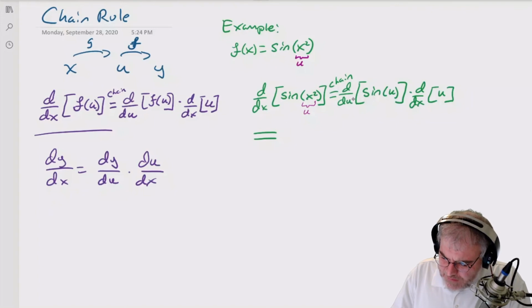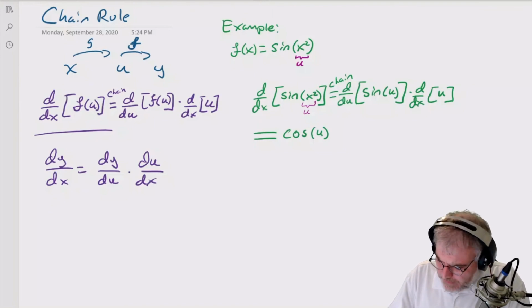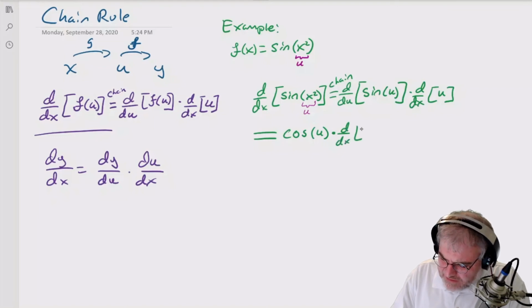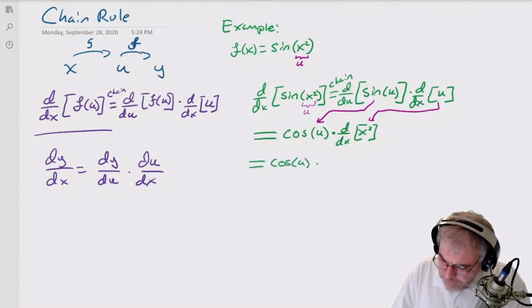All right, that's going to equal here the derivative with respect to u of sine of u, which is cosine of u. Now this right here becomes my baggage. Times the derivative with respect to x of x squared, because that was u. Which equals the cosine of u times 2x.